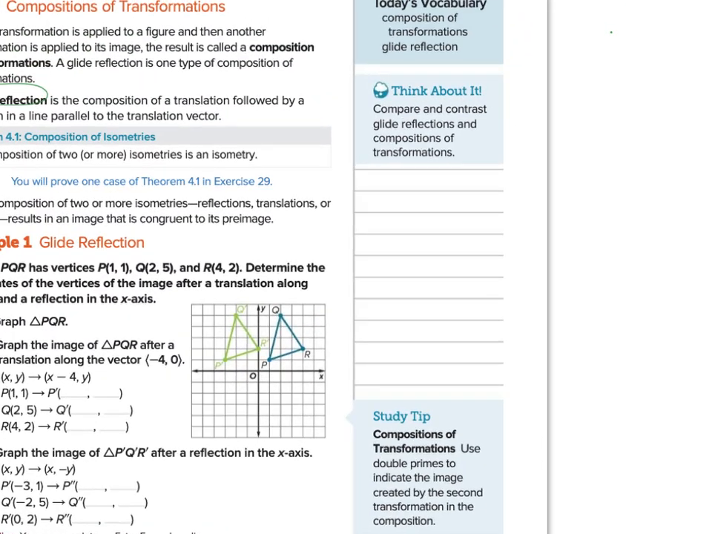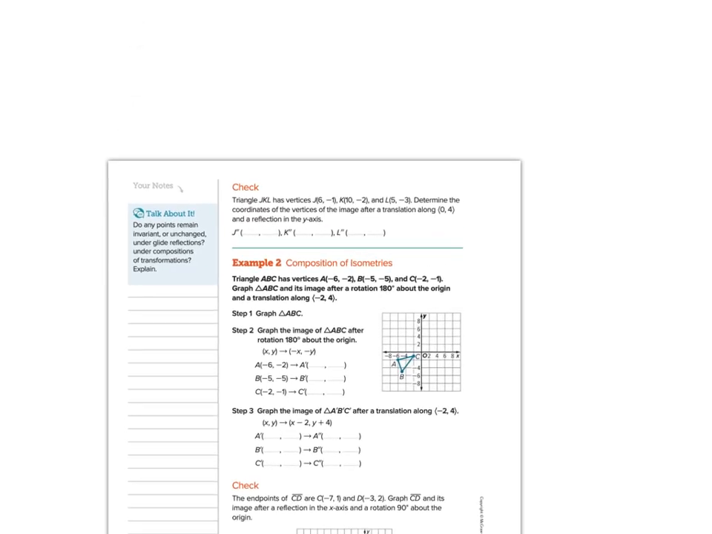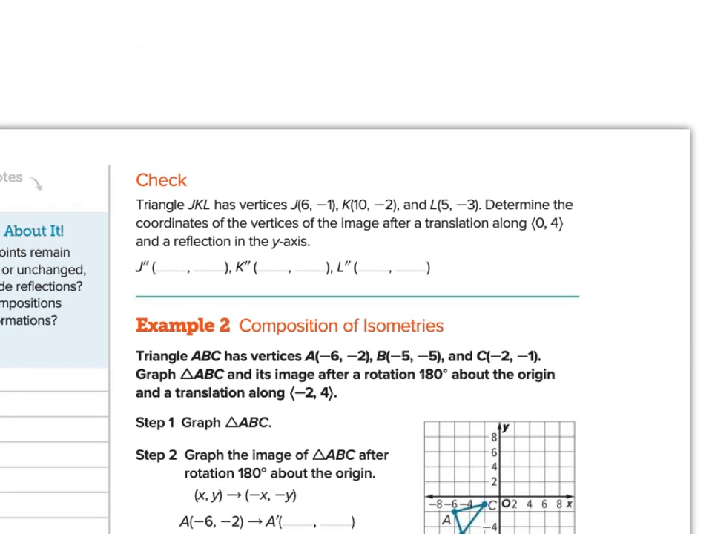Let's see, we did those examples. Here, if we just look at this one, check. Triangle JKL has these vertices, and determine the coordinates of the vertices of the image after a translation along <0, 4> and a reflection over the y-axis. Okay, this is going to be the y-axis. This mapping here is (x + 0, y + 4). So we'll just take one point. Let's take L. And L is (5, -3).